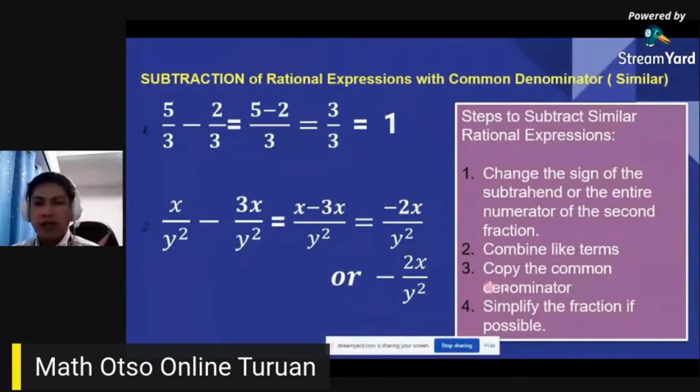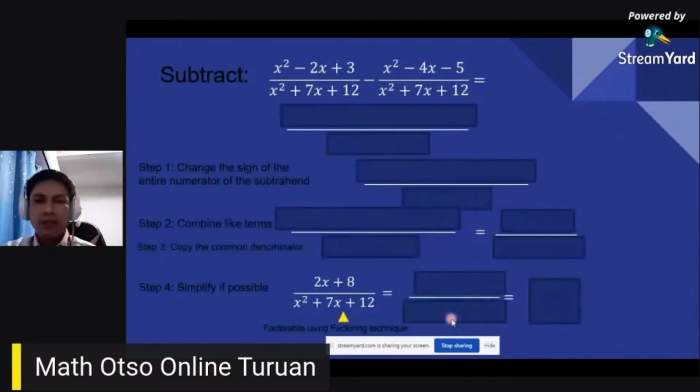Okay? And then, copy the common denominator. If you notice, our denominator is common. And then, simplify if possible. So, those are the 4 steps in subtraction. Okay? We are dealing with a common denominator, so let's proceed to an example involving this one.